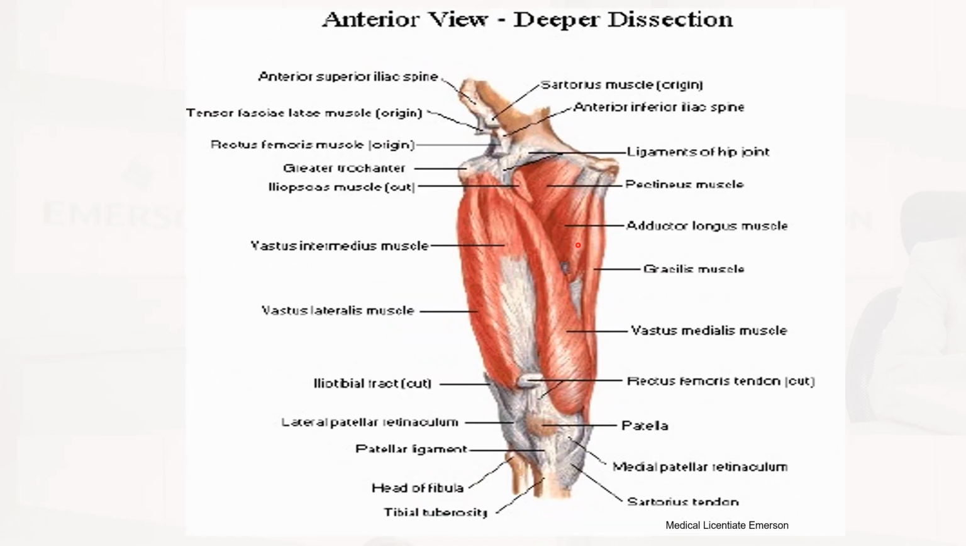Okay, then this is a deeper dissection. After we now do a deeper dissection, you have the gracilis muscle, the adductor longus muscle, then you have the pectineus muscle this side.